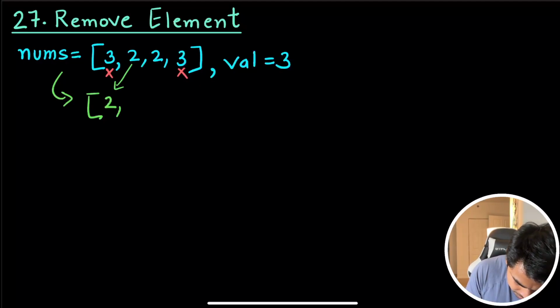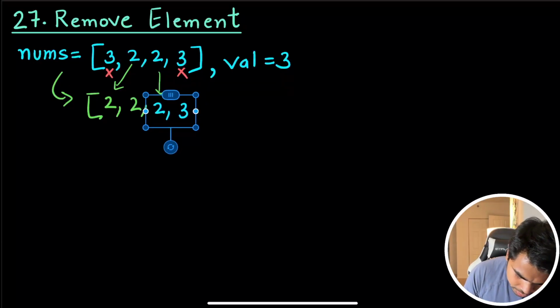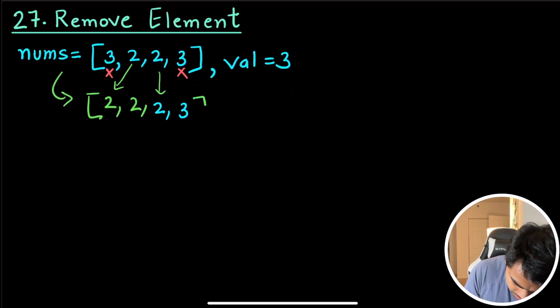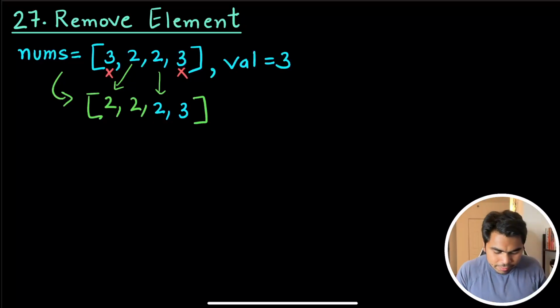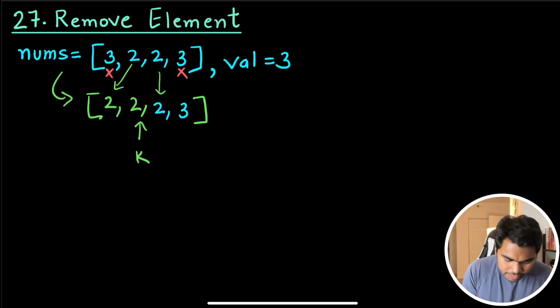This 2 will come here, this 2 will come here, and in the remaining places it doesn't matter to me. We can leave the exact same values that we had here; we don't have to change these. So what I can do is add these two exactly like how they were in nums. So far, I am right here. This is the k or j, whatever. I'm right here, and this is what I will return.